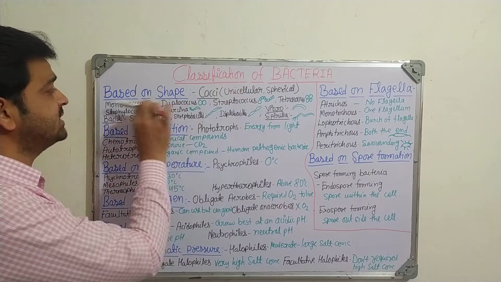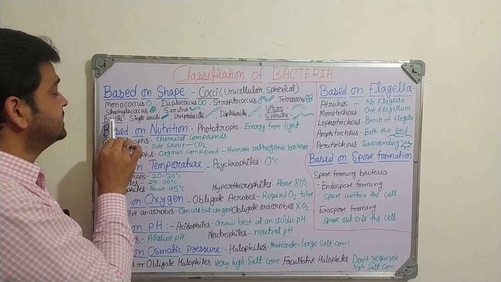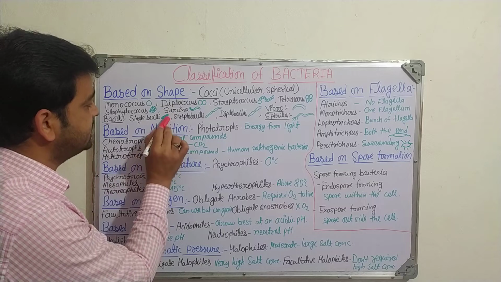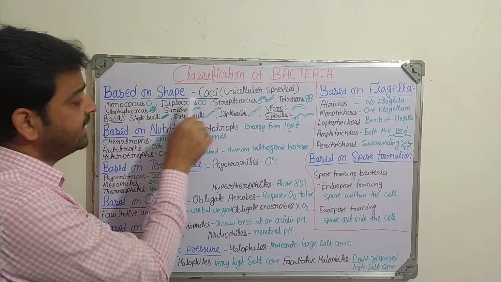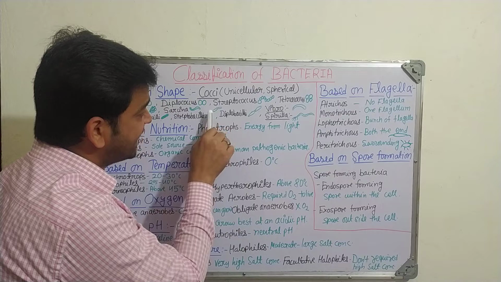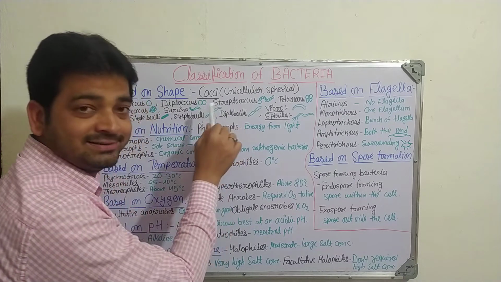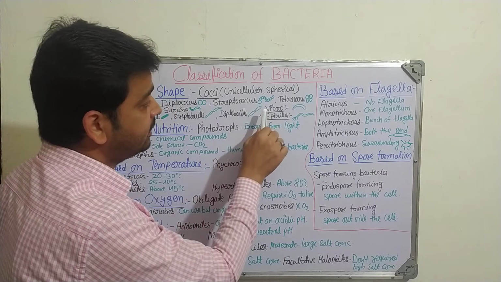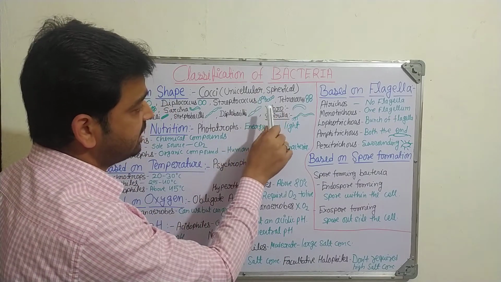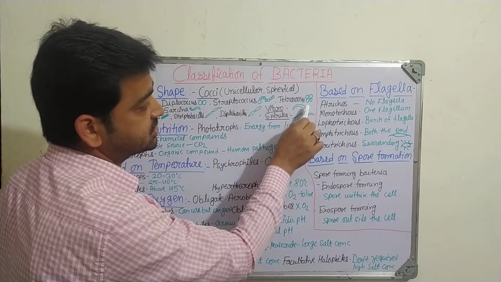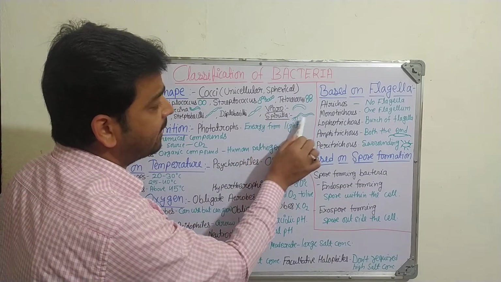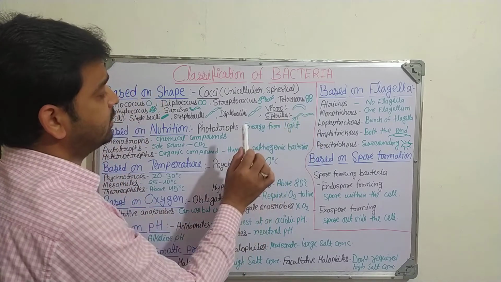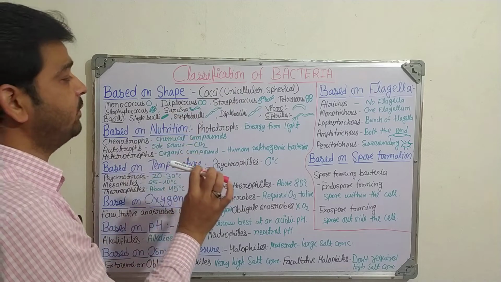Coming to the second category based on the shape, bacilli, B-A-C-I-L-L-I. Bacilli means single bacilli, nothing but rod shaped bacteria. You can see here a single rod shaped bacterium. Streptobacilli will be a chain formation of rod shaped bacteria. Then diplobacilli, two rod shaped bacteria joined together. Then the third category, vibrio, a curved structure. Then spirilla, again ribbon like, with so many flagella. So these are the different shapes by which we can classify bacteria.